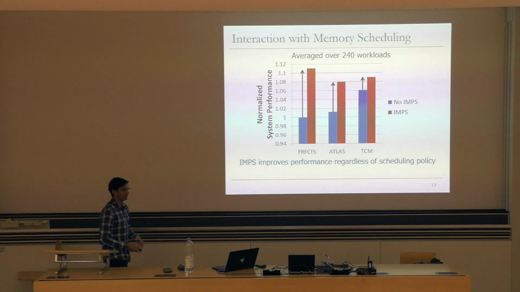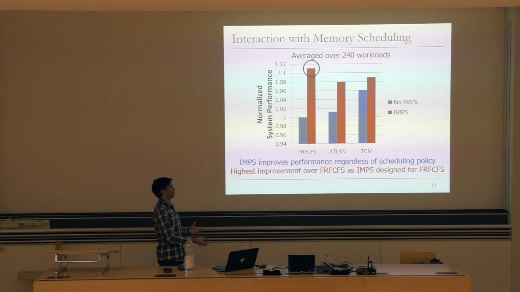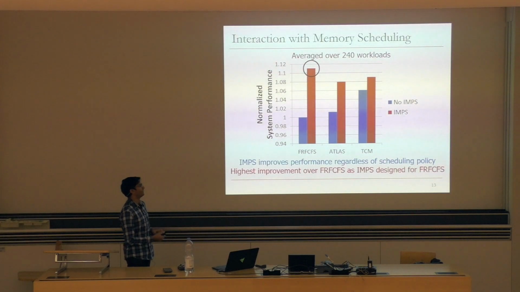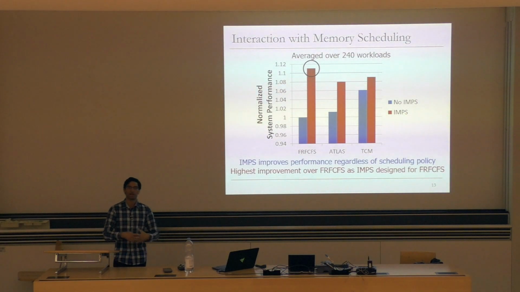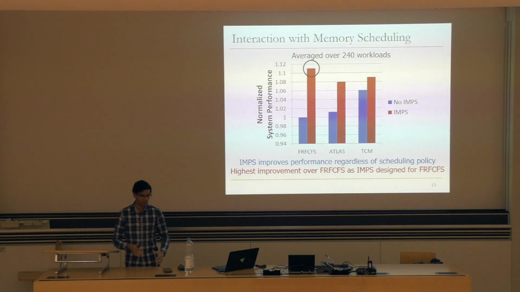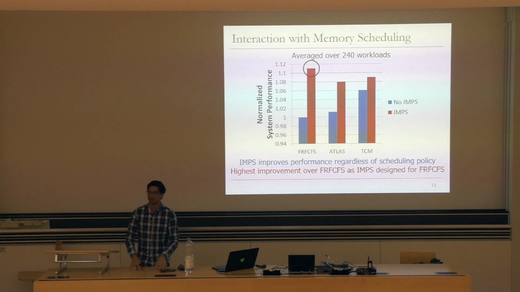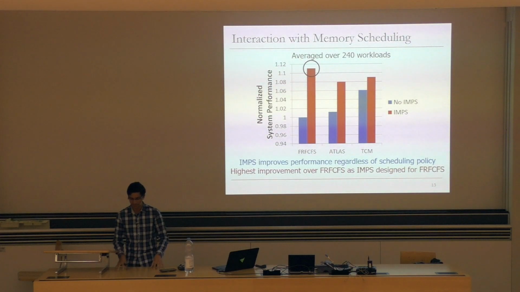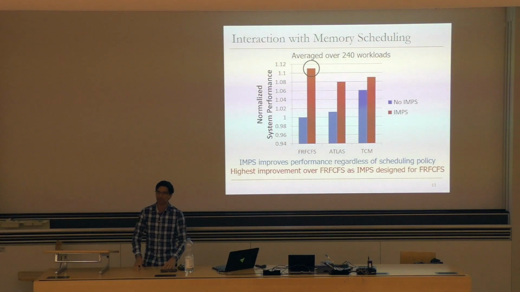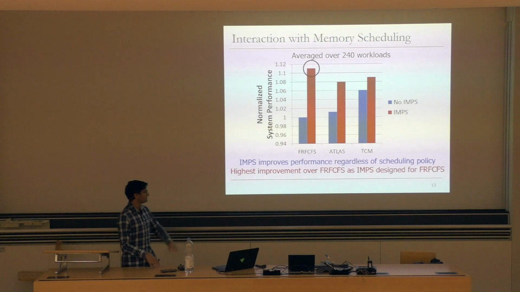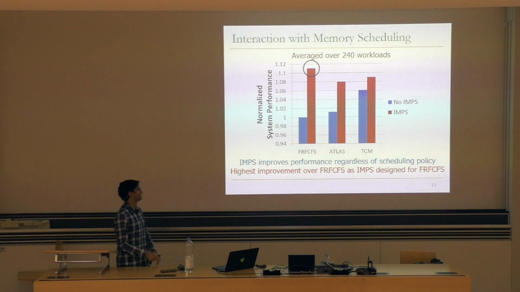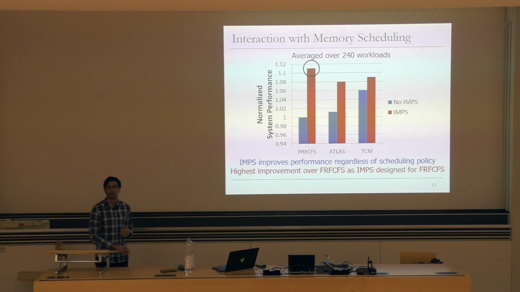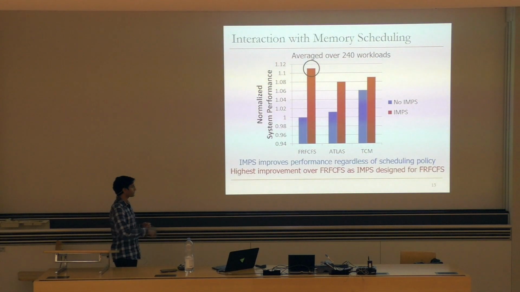Another takeaway from this plot is that we actually see higher performance improvement over the baseline FRF-CFS mechanism relative to the other two. This is because the way IMPS is presented in the paper, it's designed around FRF-CFS as the baseline, right? So we're adding this extra bit to the scheduling logic. This makes a lot of sense for FRF-CFS. And as you can see, it also makes sense for the other scheduling mechanisms, but it's optimized specifically for FRF-CFS. You can read the paper for more details about all of this.